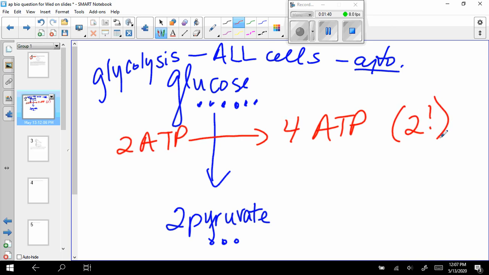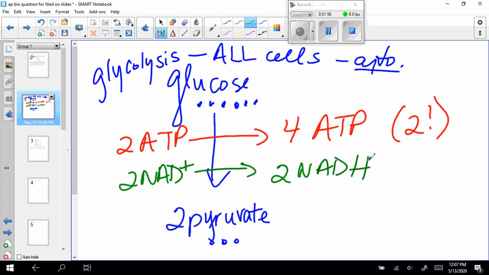So if you're a bacteria, you really only have cytoplasm. This is occurring in the cytoplasm, and it's going to give you 2 ATP per glucose. But what also happens is 2 NAD pluses become 2 NADHs. And if my glucose is being oxidized, this is being reduced. My glucose is losing electrons, and those electrons are going from the glucose to NADH. So this is gaining the electrons.